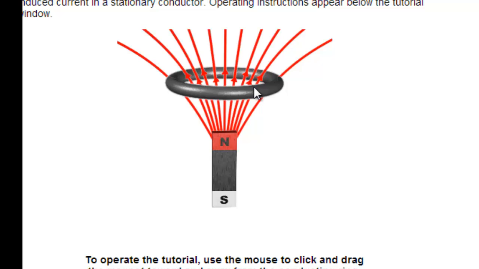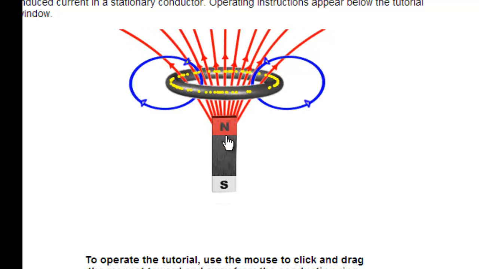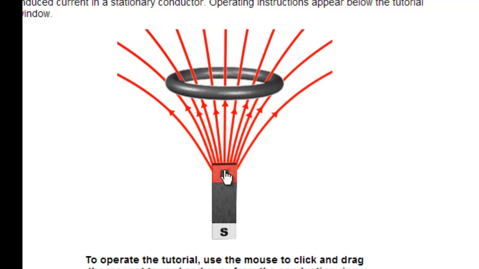You can't create energy. And likewise, if you move it away, and this is the north moving away, this has to be south to oppose it. If it was north to encourage it to be moving away, then it would get faster and faster and faster. This is also a violation of the conservation of energy.